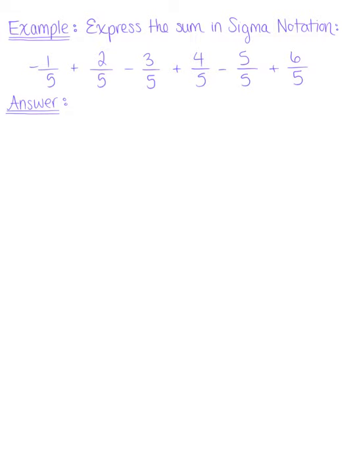Express the sum in sigma notation. So I have negative 1/5 plus 2/5 minus 3/5 plus 4/5 minus 5/5 plus 6/5. And so we're thinking to ourselves, what patterns do we see? Well, we certainly can see these terms are alternating. I have negative, positive, negative, positive, negative, positive. So we have alternating terms.